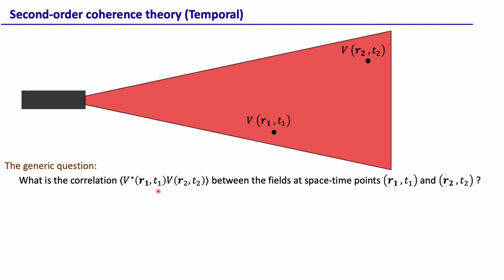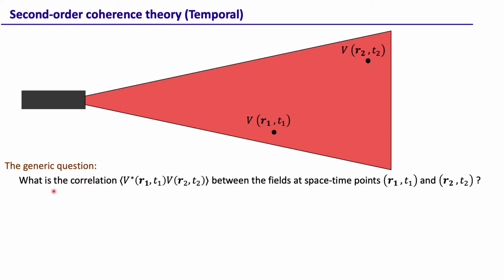We can also ask what the field correlation is at the same point but at two different times. In that case it would be V star (t1) V (t2). We can also ask the same question about the correlation between the polarization here and the polarization there, and again it is the same kind of correlation function that we need to construct.